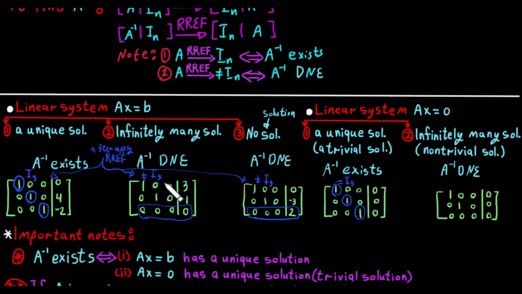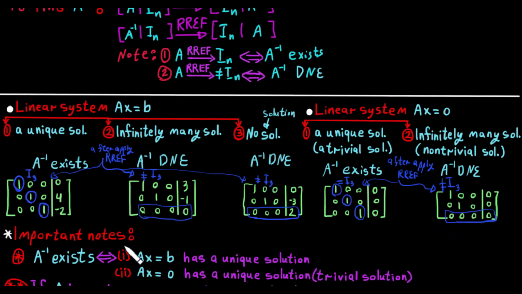Let's change the color. So here you can see we have a 0 row, and this side is not like identity, of course after applying RREF, reduced row echelon form. So this form is not equal to identity after applying RREF. So it's very simple.